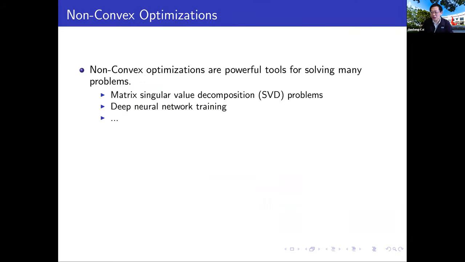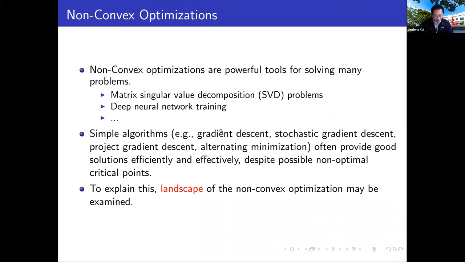So the main theme is non-convex optimization. Now we know that non-convex optimization is becoming more and more important. Actually, it is a powerful tool for solving many problems, like, from the very beginning, the singular value decomposition, which is solved by power iteration. It is a kind of non-convex optimization. And of course, in deep neural network training, we just use non-convex optimization. For some non-convex optimizations, simple algorithms like gradient descent, stochastic gradient descent, or alternating minimization often provide a good solution efficiently and effectively, despite possible non-optimal critical points.